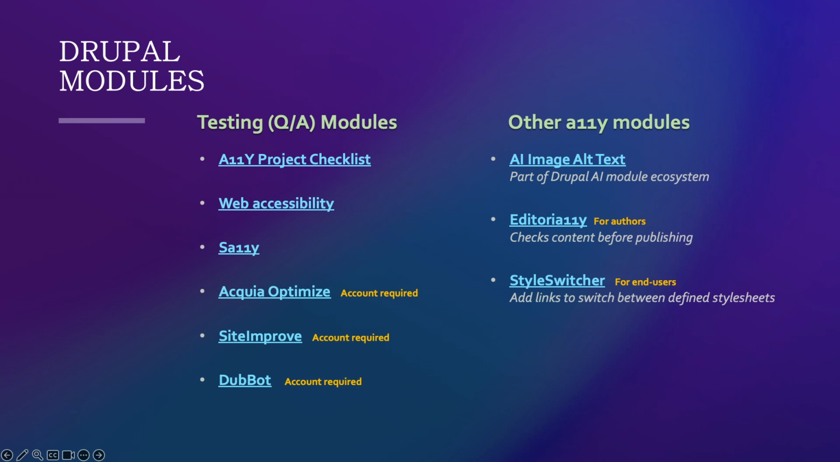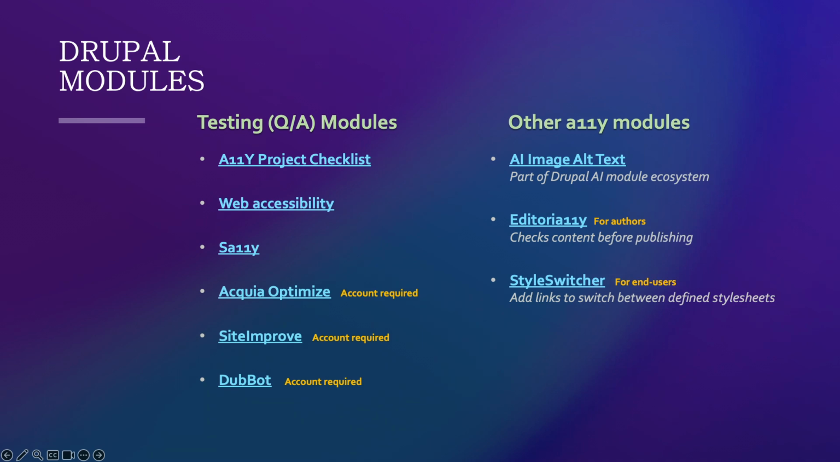So these are the testing modules, and these are the ones that I looked into, and I thought they were usable and helpful. The A11Y project checklist that I linked to in the first WCAG 2 slide, I linked to the A11Y project's checklist. They have their own module for Drupal, so that you can see it as you're going along. The web accessibility module was pretty good.